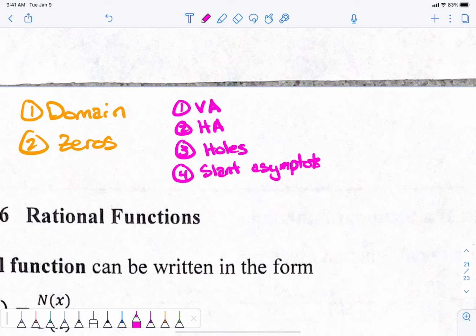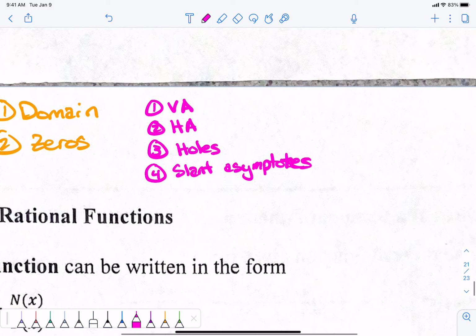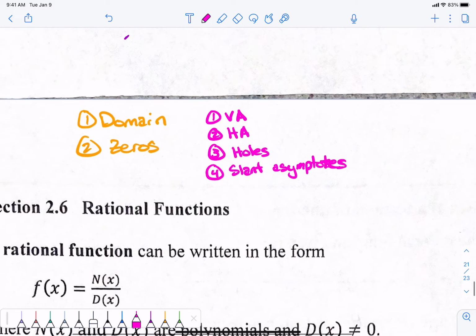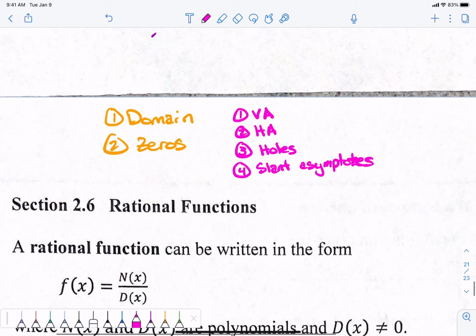A-S-Y-M-P-T-O-T-E-S. Okay? All right, and we'll write some notes back up here at the top as we go through VAs and HAs and holes and slant asymptotes, just so you have a kind of cheat sheet at the top to remember how to find each one. Yours is at the bottom of your trig paper, the little cheat sheet that you had, okay?